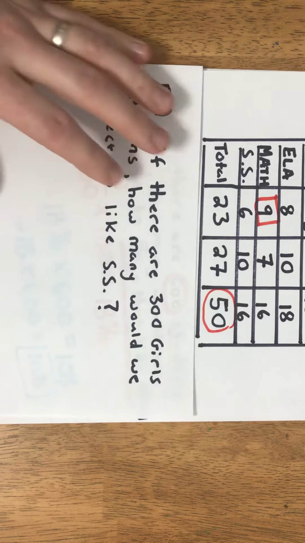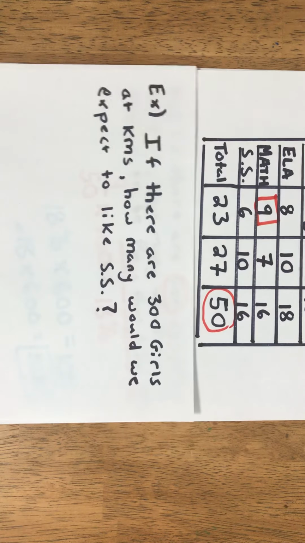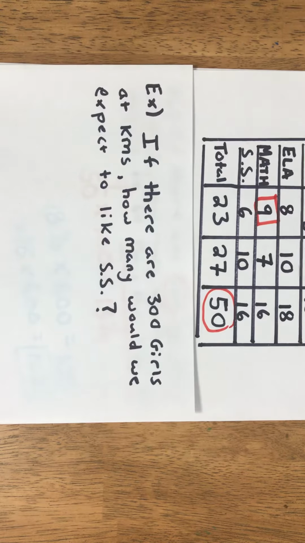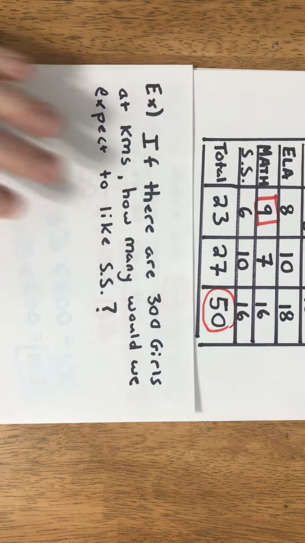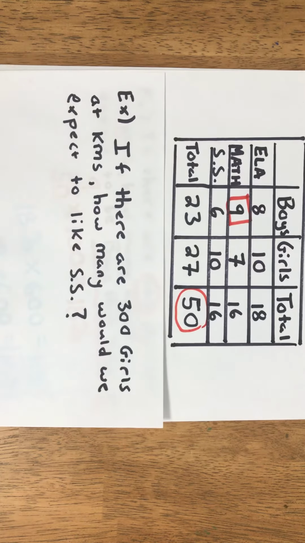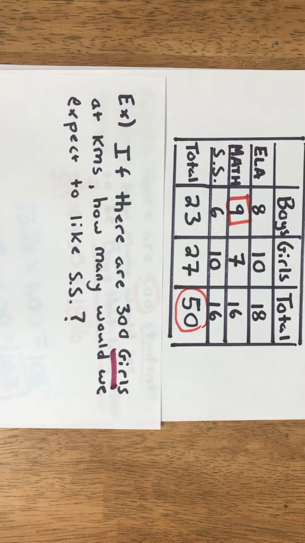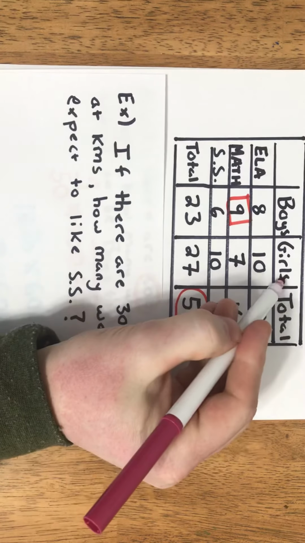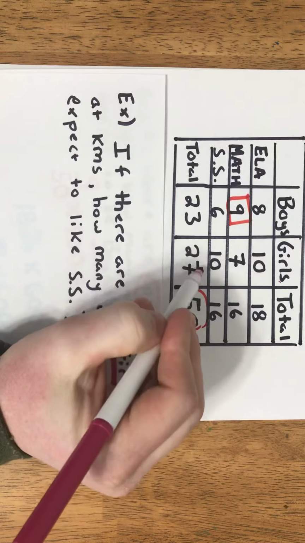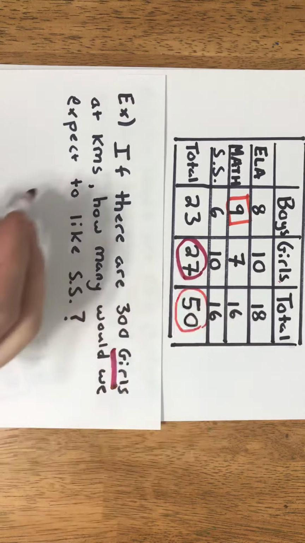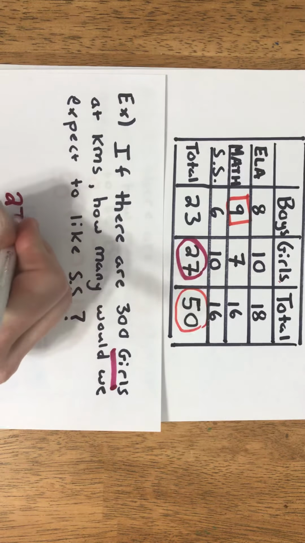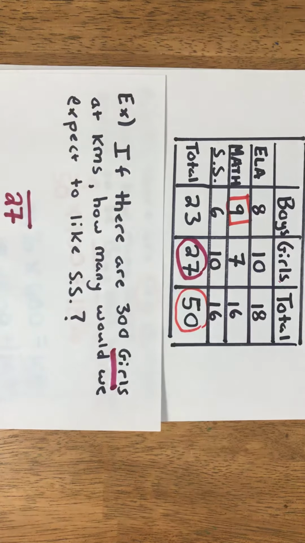We'll use the same two-way table, so we don't have to make a new one. This time we're going to say if there are 300 girls at KMS, how many would we expect to like social studies? So again, we're looking for the wording. The first one is talking about girls. So we want to look at our table and see how many girls do we have. So we look at our table, here's girls. The total number of girls is right here at 27. So we have 27, that's going to go in our denominator.